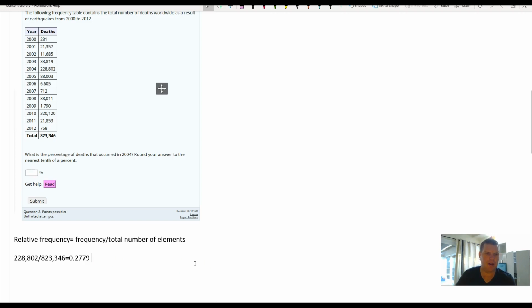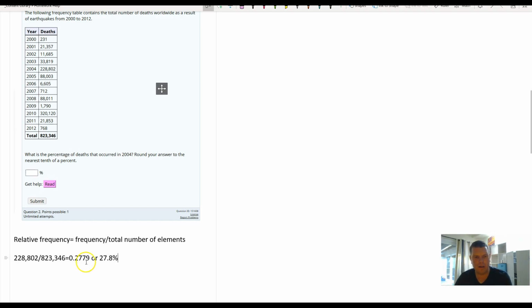And so this will equal 0.2779. As a percentage, that's going to be 27, and then what you'll notice is that 0.79, I'm going to take the 9 and round up, make this 27.8, or 27.8%, right? So make sure that you do the appropriate rounding.